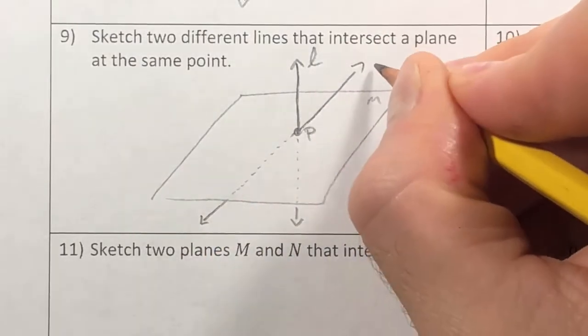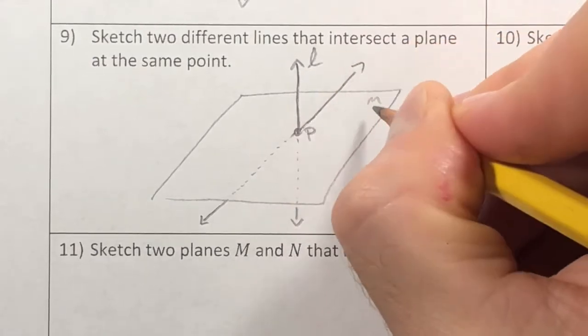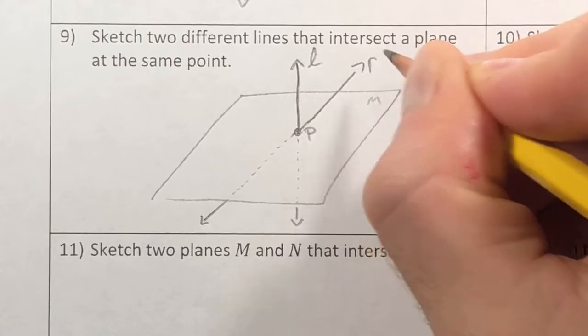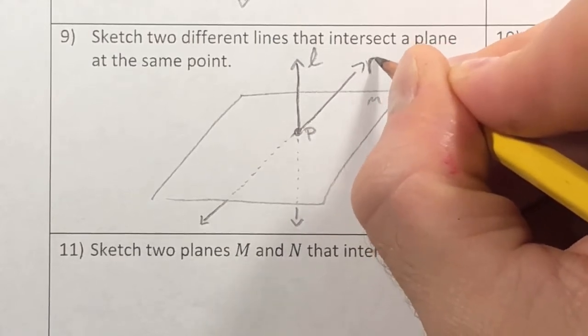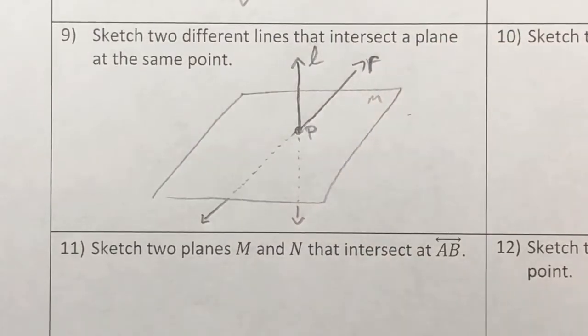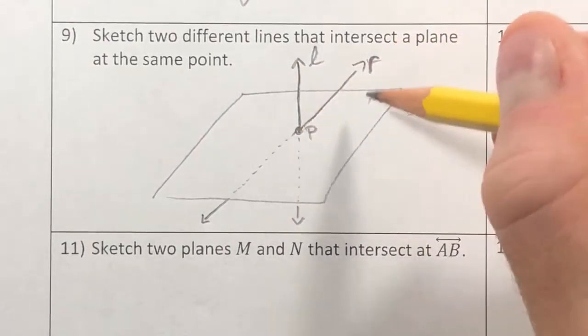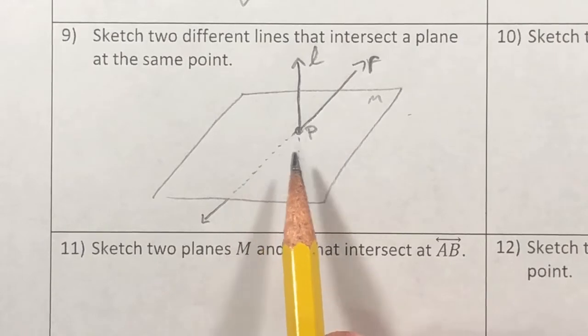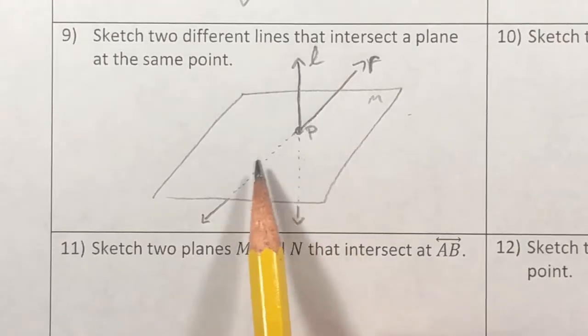I'll call this line, if that's L, I have M. Don't want to do N. Let's call this, oh, I already have a P. Yeah, let's just call it line R. So both of these lines pierce it at point P, and we see the fact that they touch the plane only at a single point because we see them come out the back.